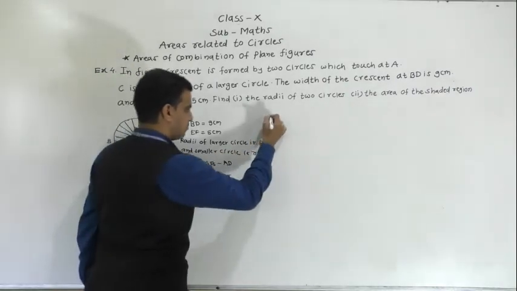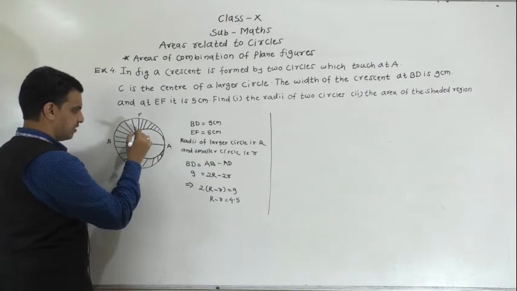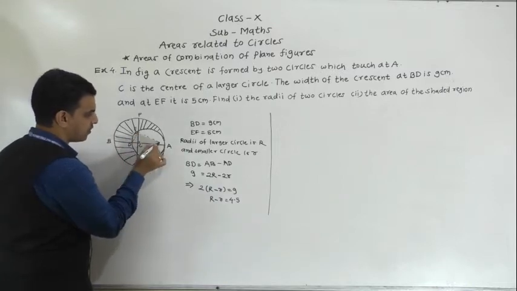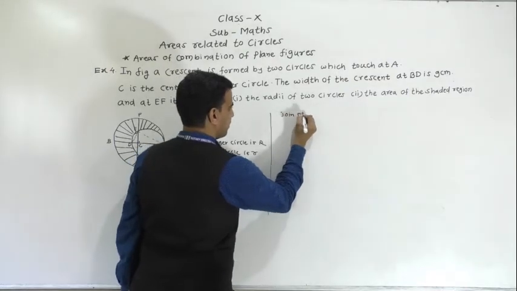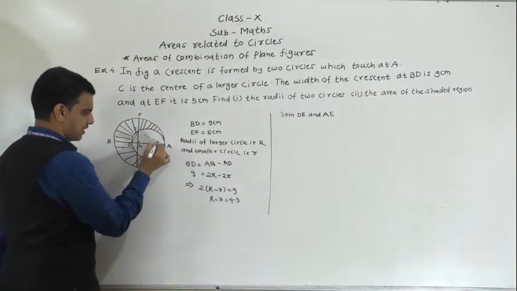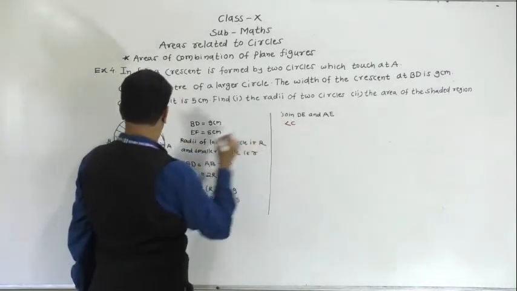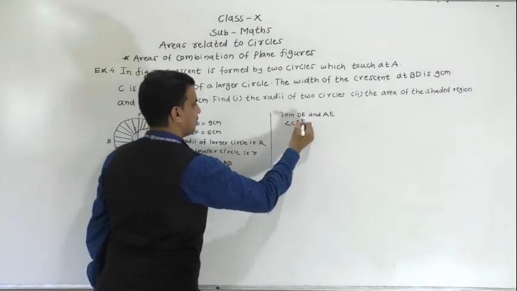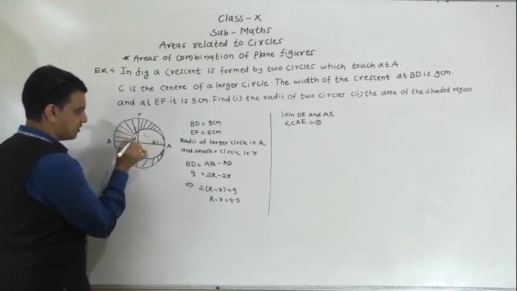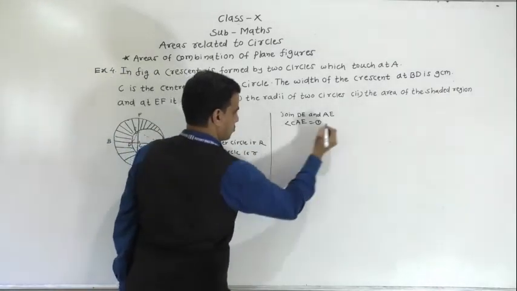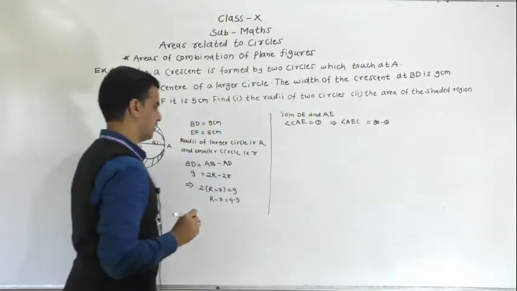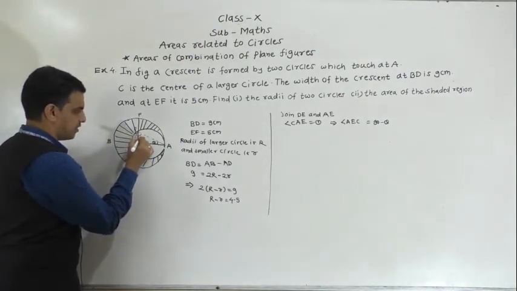Now the next step, we have to join DE and AE. I'm joining DE and AE. If we join this, and suppose this angle CAE is theta. Now this angle is a right angle, this is theta, so angle AEC is 90 minus theta. Therefore angle AEC is equal to 90 minus theta.